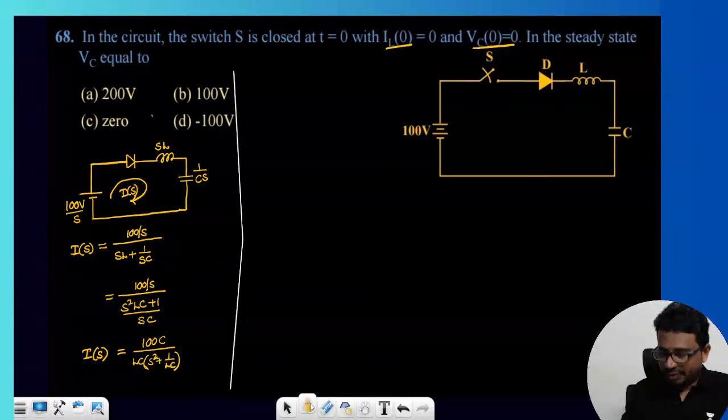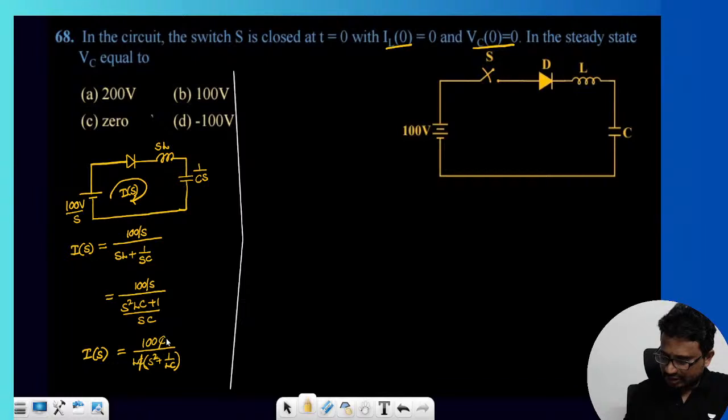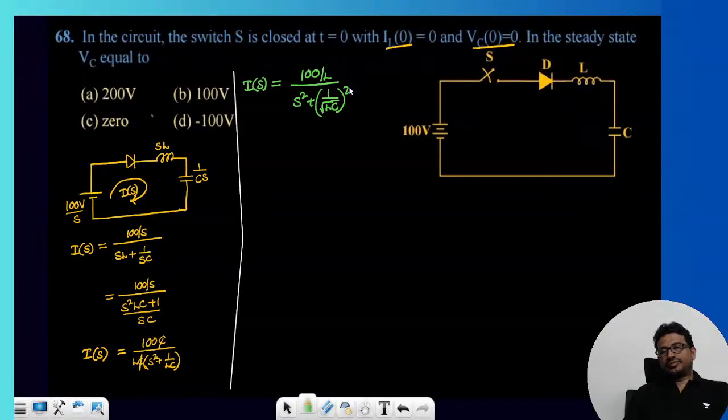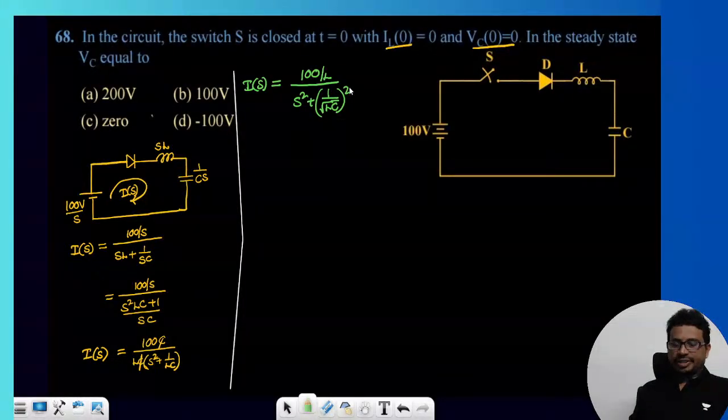Now you can tell me, here C will get cancelled. So what will I of S be? The I of S will come to be 100 by L into, I can say, 1 by S square plus (1 by root LC) whole square. And this is in the form of A by S square plus A square.